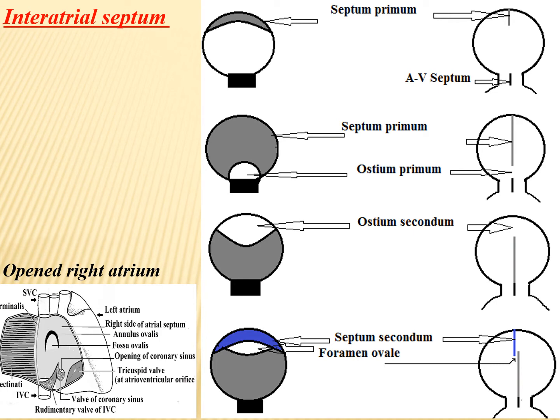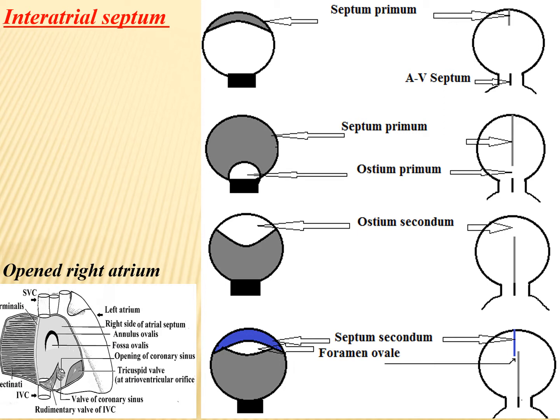Then we come to the most important point, which is the interatrial septum or atrial septum. As we saw before, the atrium at first is a common chamber that must be divided into two chambers, right and left. The division occurs through development of the interatrial septum. So what is the sequence of the development of the interatrial septum?